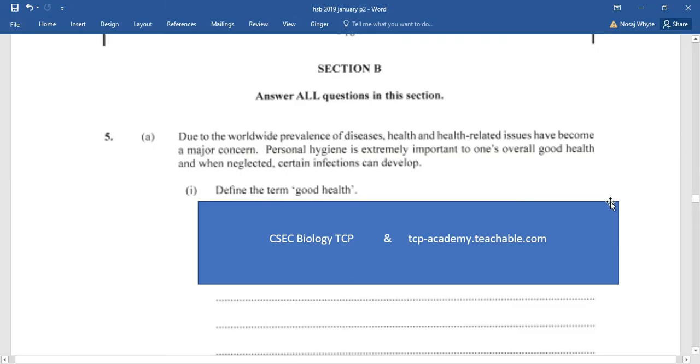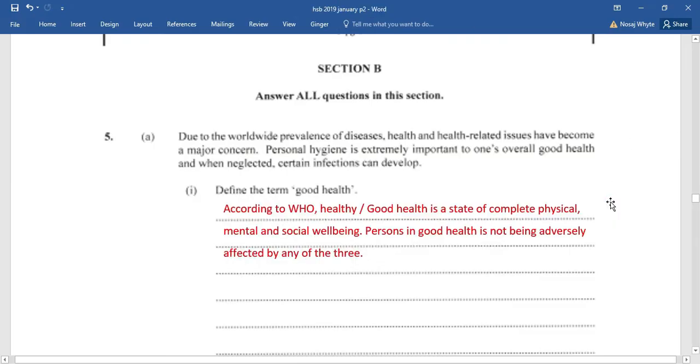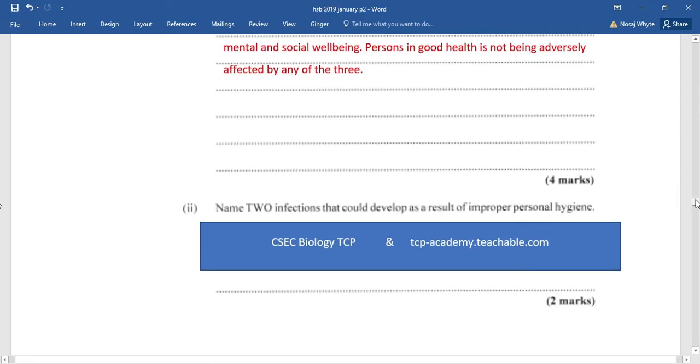Now, once we're going to talk about good health, we have to recall that which the World Health Organization would have said. According to the World Health Organization, health or good health is a state of complete physical, mental, and social well-being. A person in good health is not being adversely affected by any of the 3. So once you are in good health, physically you will be well, mentally you will be well, and of course socially you will be well. If you have a scar on the skin or a bump or something like that, then you are not well according to the World Health Organization.